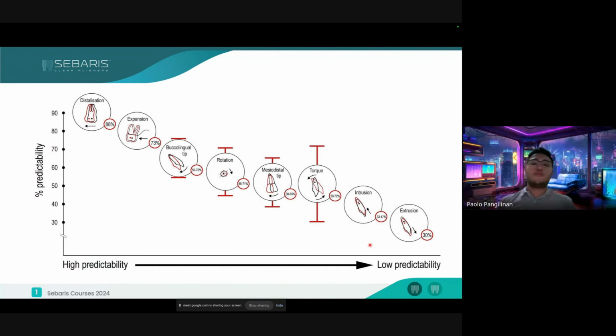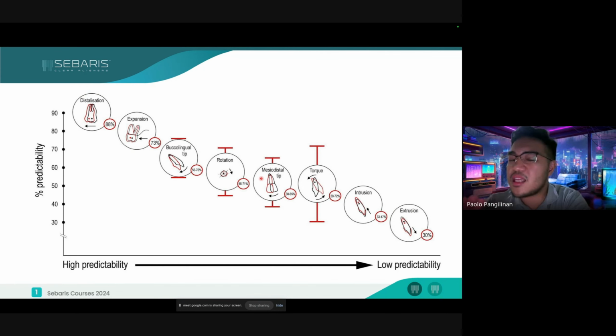So, what makes a predictable treatment? This is actually a very nice research published just recently, just a few months ago. What they did here is they studied thousands of patients that were treated with clear aligners. And what they found out is the most predictable one is distalization. And as you go down here, extrusion is the least predictable movement in clear aligner therapy. But I see this table a little bit differently.